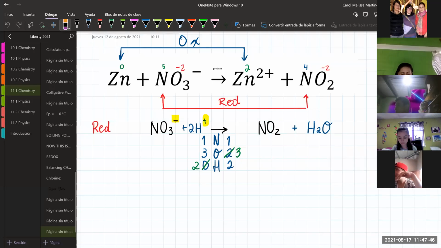Okay, as you can see in the reactants, I have a negative charge here and a positive charge over there. But in the products, you see that here there is no charge, and that above water, again, there is no charge.